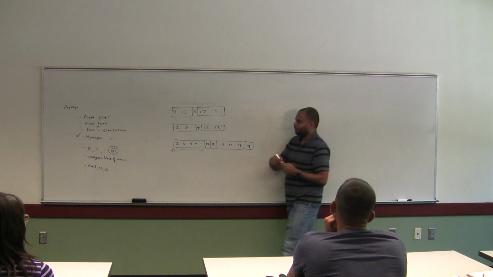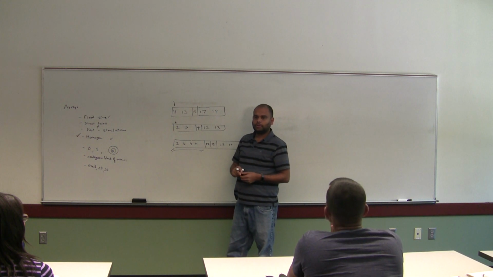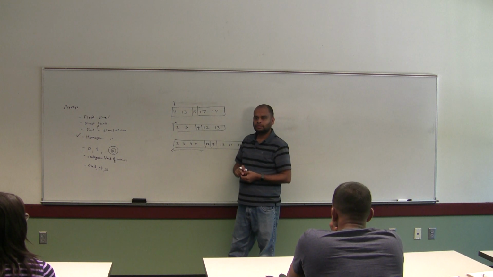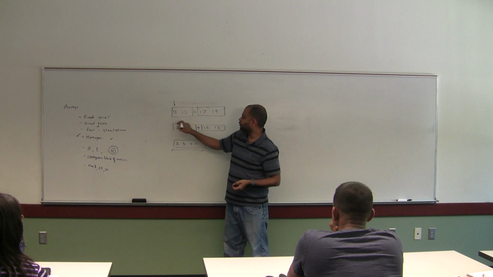I understand what you're doing. You have a pointer here and a pointer here, right? So what do you do next? You move on. You know that 2 is small, so you just move 2, and now you went to 3.